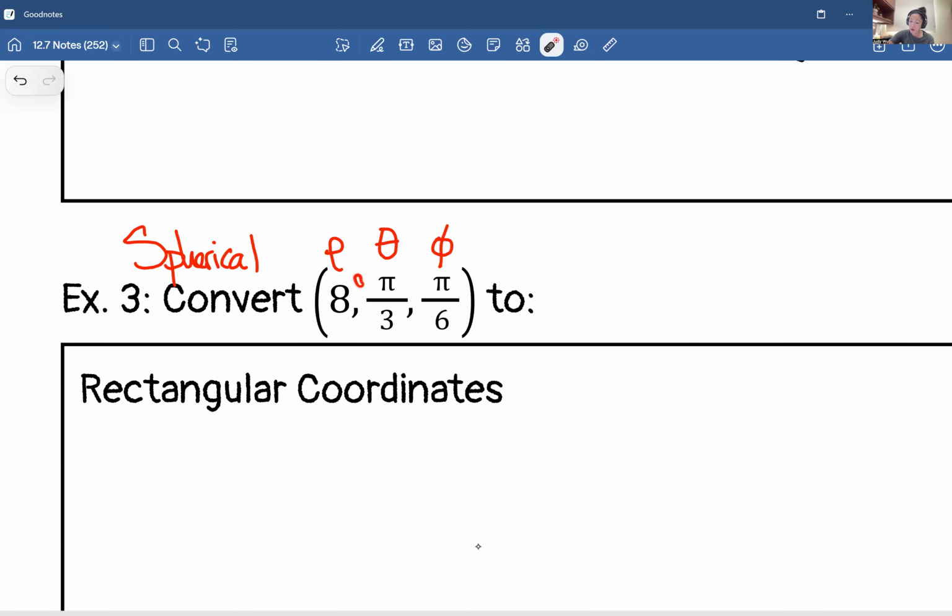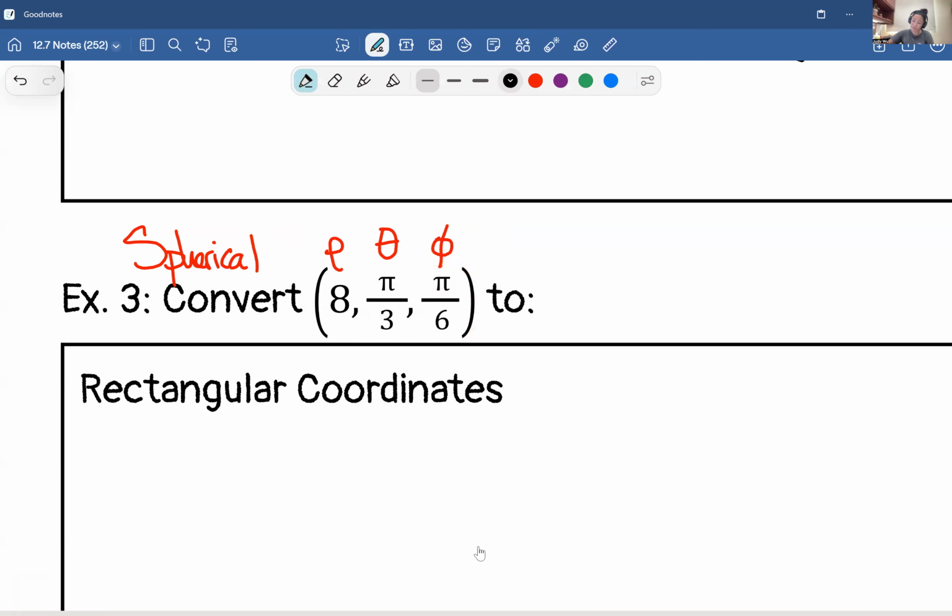Now keep in mind, rho is the distance from your origin. And you're going to say in which direction, that's what we need the theta and phi for. So the theta is going to tell you from the positive x-axis, we're going pi over 3. And the phi is from the positive z-axis, we're coming down pi over 6.